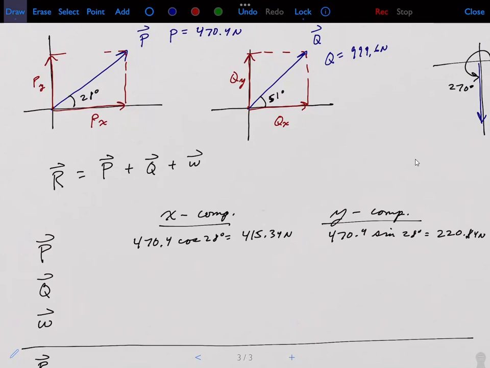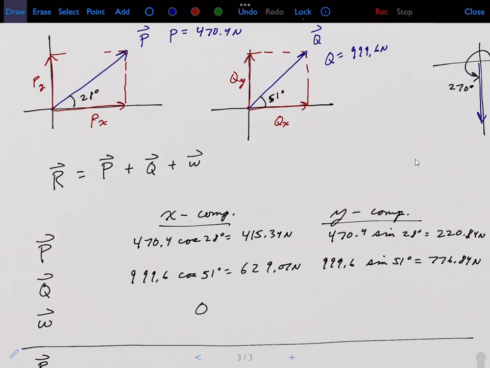Okay, Q, same thing. It's in the first quadrant, right? So it's going to be 999.6 times cosine of 51 degrees. That'll be positive 629.07 newtons. And then 999.6 times sine of 51 degrees, and that's going to be 776.84 newtons.